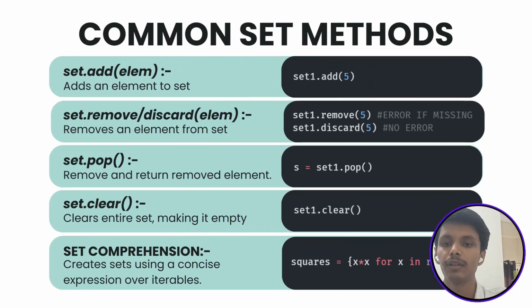We see some set methods and comprehensions in the slide. Set.add adds an element to a set. Set.remove removes an element but raises an error if the element is missing. Set.discard removes an element safely without error, even if the set doesn't contain the element; the syntax doesn't generate an error. Set.pop removes an element from the set and returns it to the calling variable. Set.clear empties the entire set, creating an empty set.